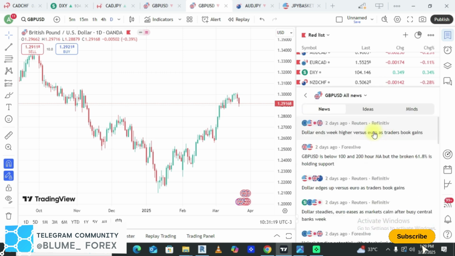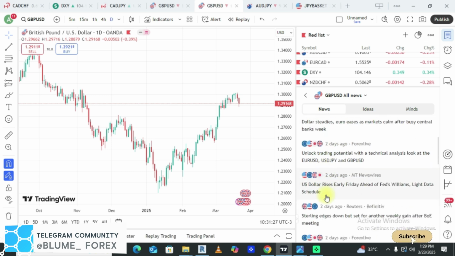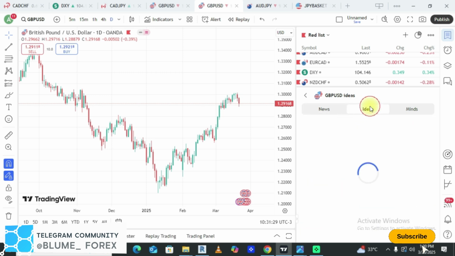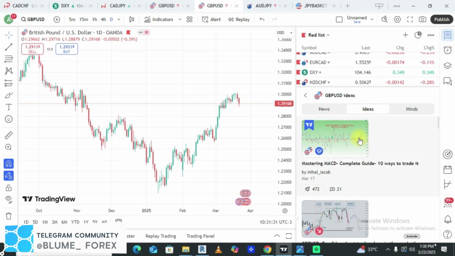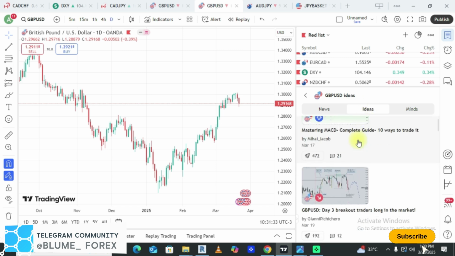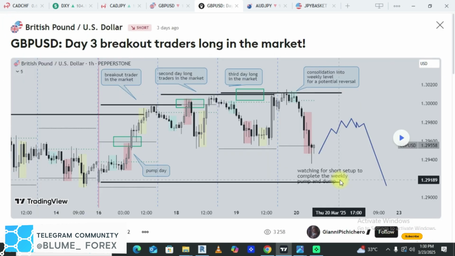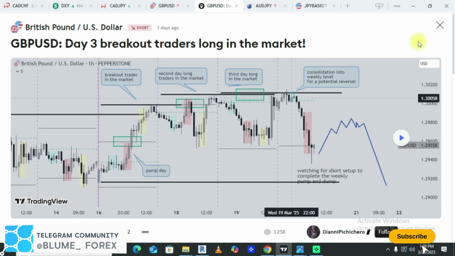we have news. You'll be able to get a bit of fundamental news from this section. And then next we have ideas. Other traders also post their ideas, what they think the market is going to do maybe in the week ahead. So you see this trader, this is what he thinks the market is going to do in the upcoming days.